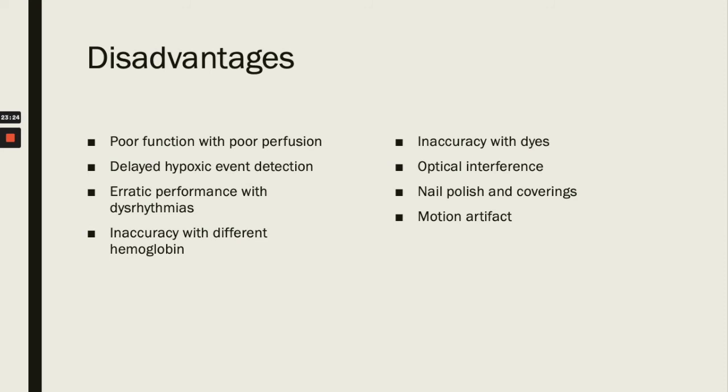Okay, so disadvantages goes back to a lot of our signal artifact. If there's poor perfusion, there's poor function, and there's delayed hypoxic event detection. If we have these on our fingers, by the time the blood circulating passes through the fingers, the hypoxic event is going on or has been ongoing. Could be anywhere from seconds to minutes. So it's kind of delayed.